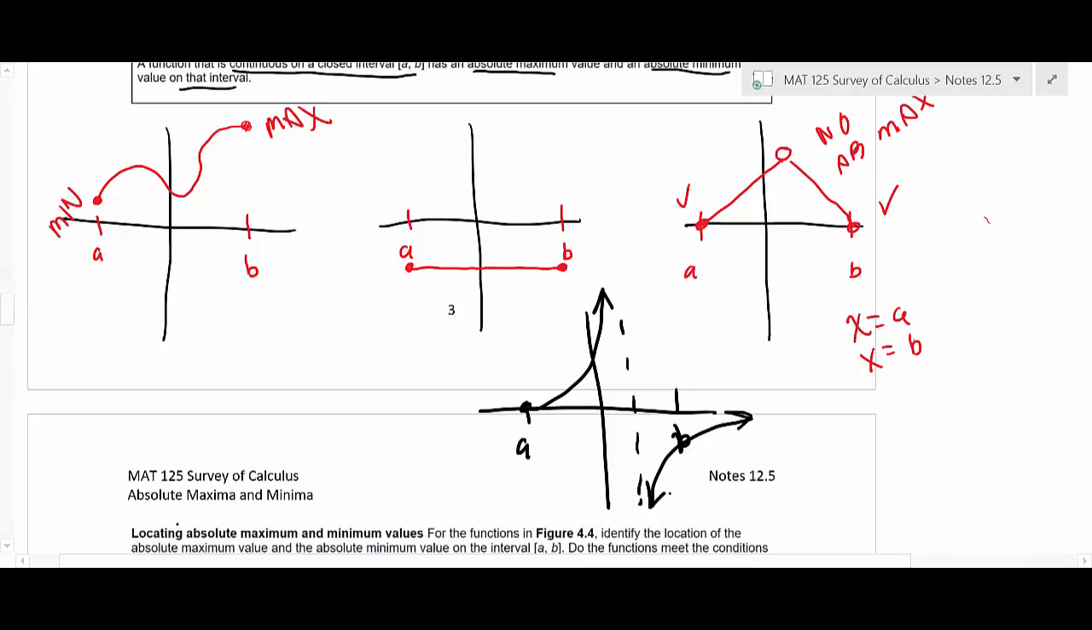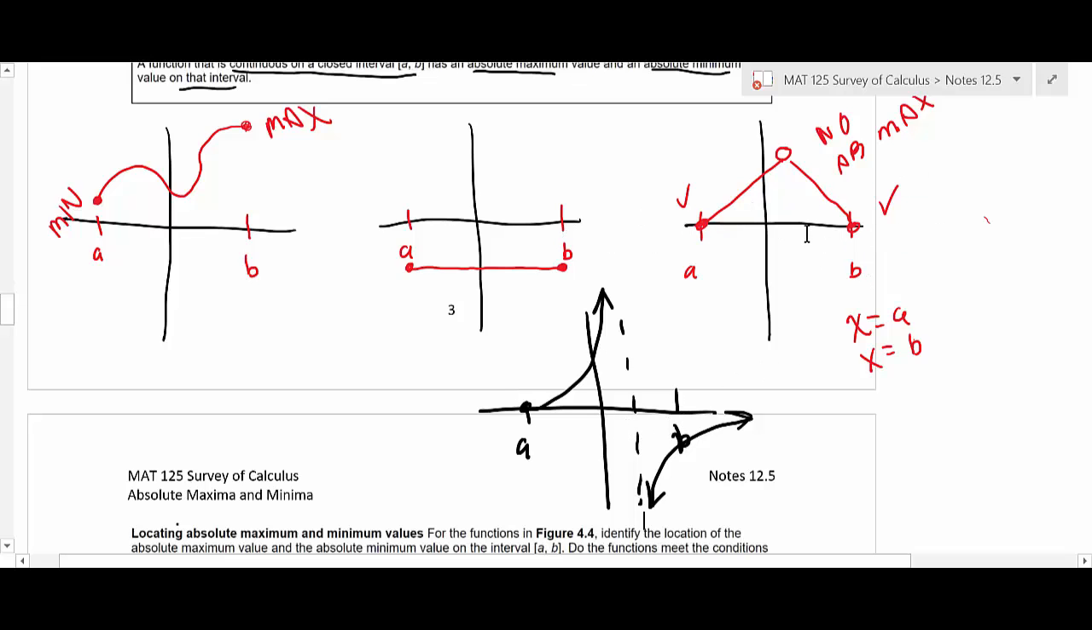Does it have an absolute min? No. And what caused the problem was the discontinuity. So when you have a discontinuity, it doesn't happen. But if it's continuous, you are guaranteed to have a max and a min. You're absolutely guaranteed. Okay? So that last graph, the one that was discontinuous, up there.